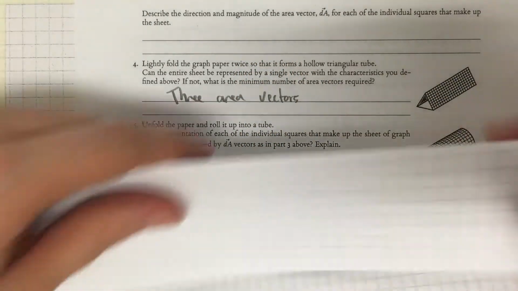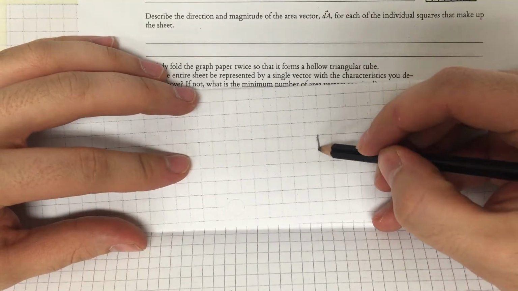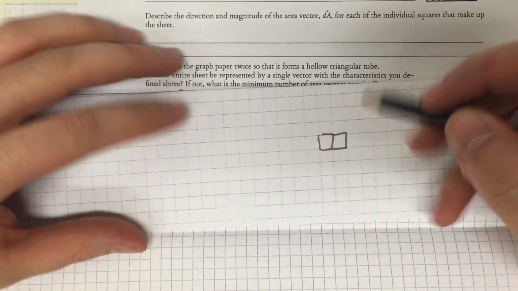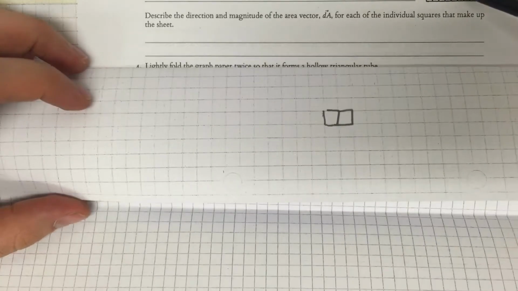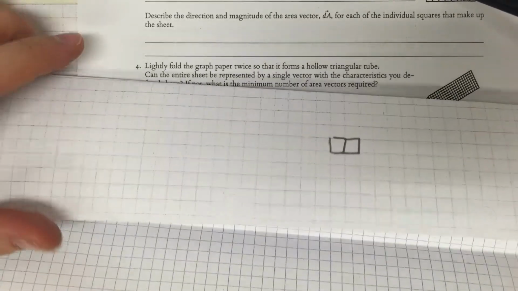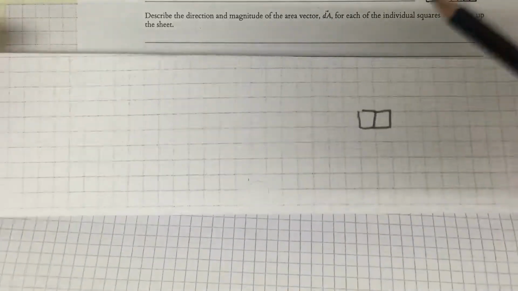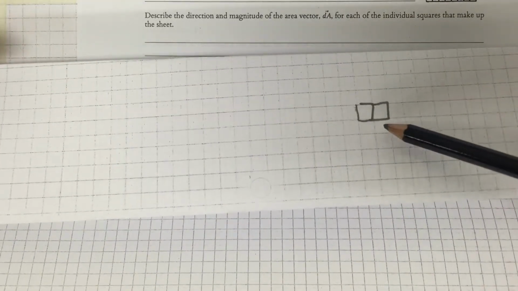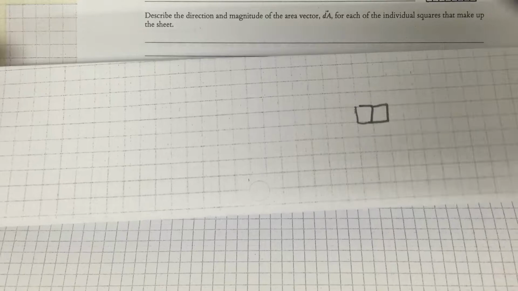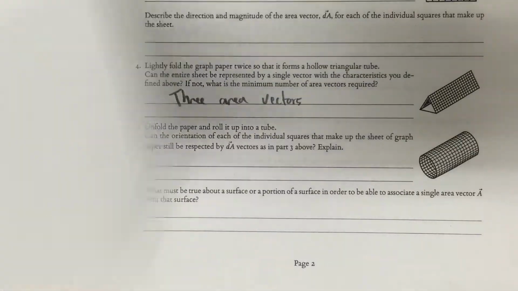Now, it's certainly true that each one of the squares that will make up one of those 3 sides, just similar with the graph paper that was flat and the little dAs that made it up, all of these will share the same orientation for their area vector, but they'll have the smaller area.